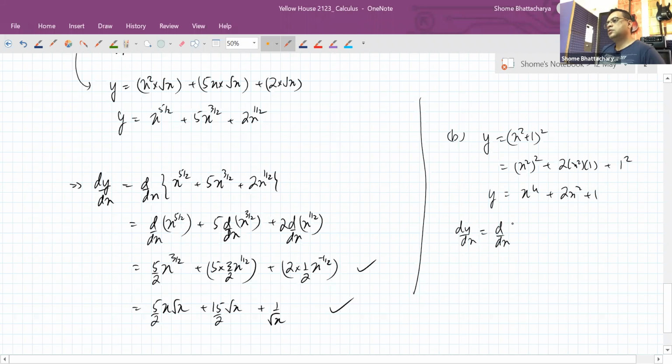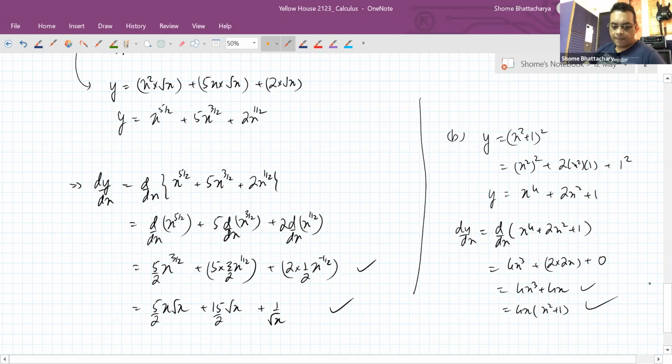Okay, sir. So differentiation of x to the power 4 will become 4x cube, right? Then differentiation of 2x square will become 2 into 2x, that's 4. And differentiation of 1 is a constant, so it's 0. So we are left with 4x cube plus 4x. Okay, sir. Thank you. And you can factorize this also, but either of these is enough. Okay.